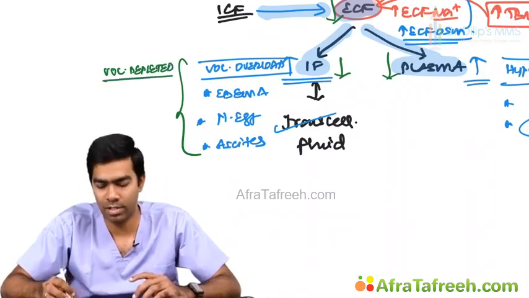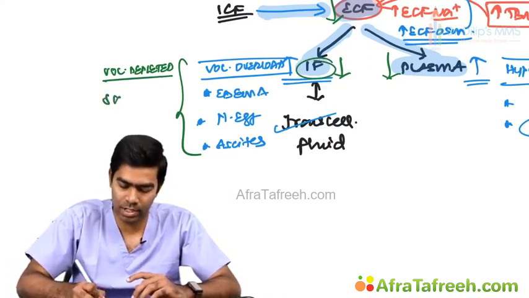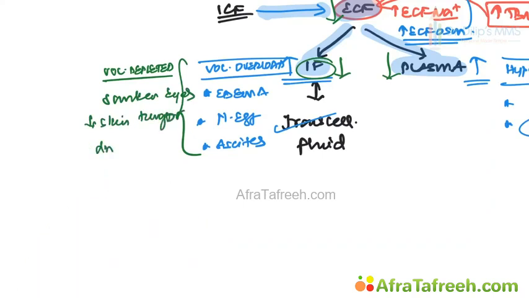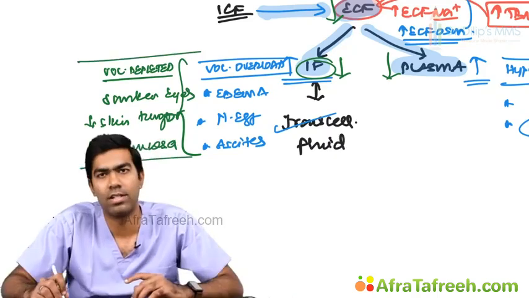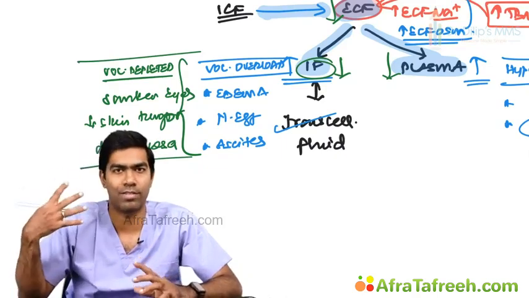What do you mean by volume depletion? When interstitial fluid volume decreases, it will result in sunken eyes, loss of skin turgor, dry mucous membranes and dry skin. All these things you can get because of low interstitial fluid. Because interstitial fluid is the one that keeps you shiny. You will get dry.